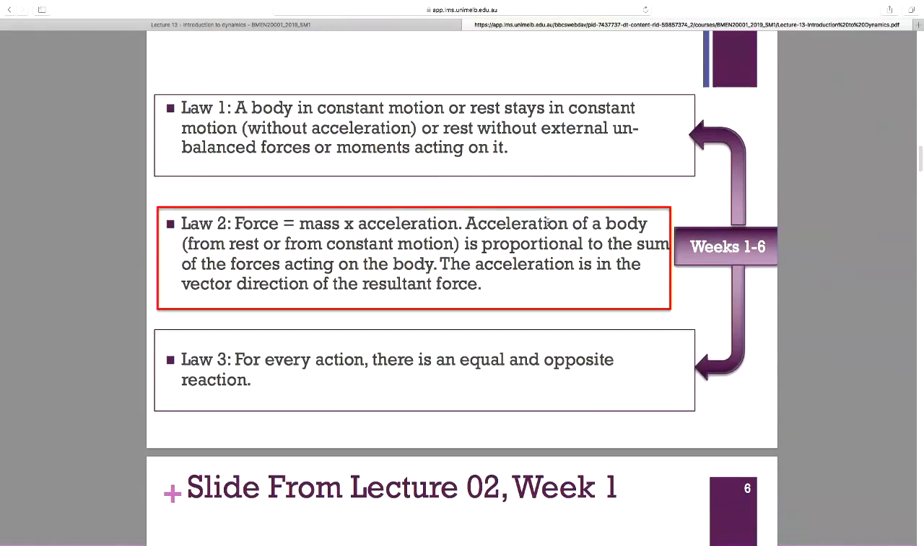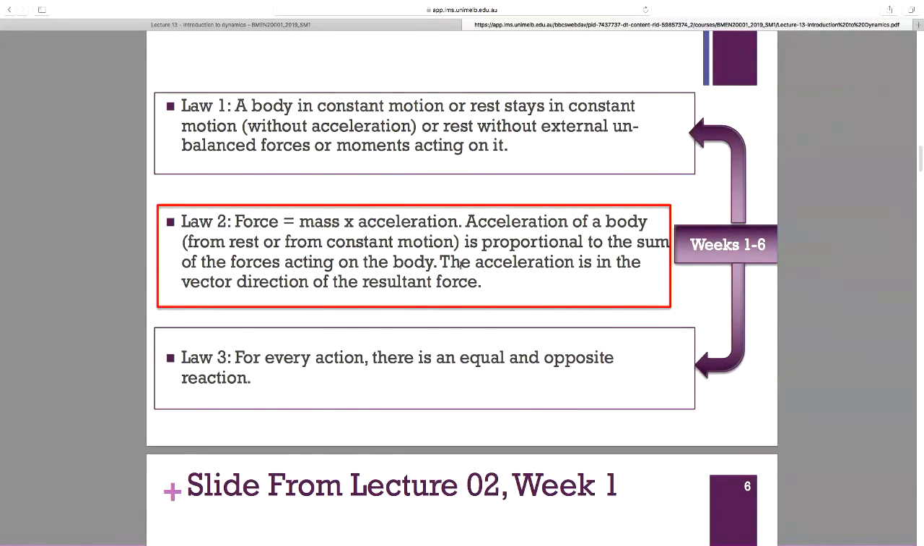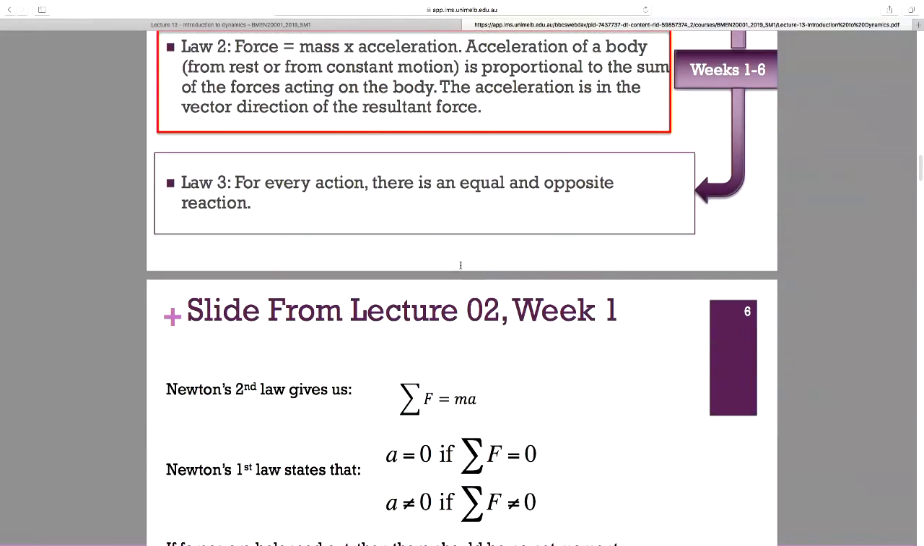So to really give you some context of what we're doing for the remainder of the term. The first 6 weeks were about Law 1 and Law 2. And the remainder, we're going to do sum of forces equals mass times acceleration. That's the one law we're going to focus on. The other two laws still apply and are still important, but for the remainder of the lecture series, we'll be looking at that concept.